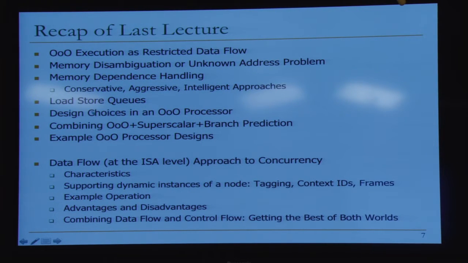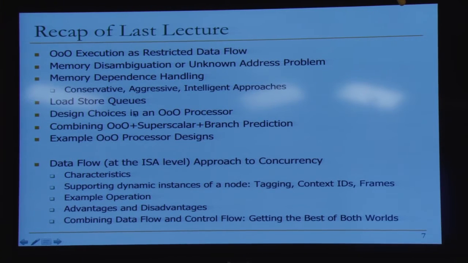And then we went into some design choices in an out-of-order processor. I very quickly asked questions. For example, do you want the reservation stations distributed or unified across all of the functional units? We talked about combining out-of-order, superscalar, and branch prediction.